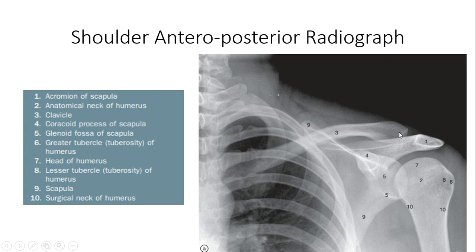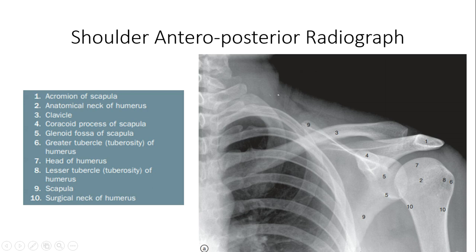Laterally, the lateral end of the clavicle forms a joint with the acromion of the scapula, which is called the acromioclavicular joint. It's a cartilaginous joint, and this is how the clavicle is attached to the scapula. Scapula is a triangular bone which is on the posterior aspect of the trunk.